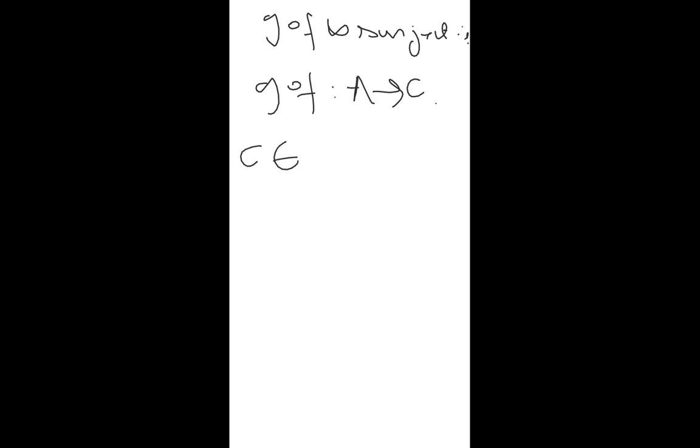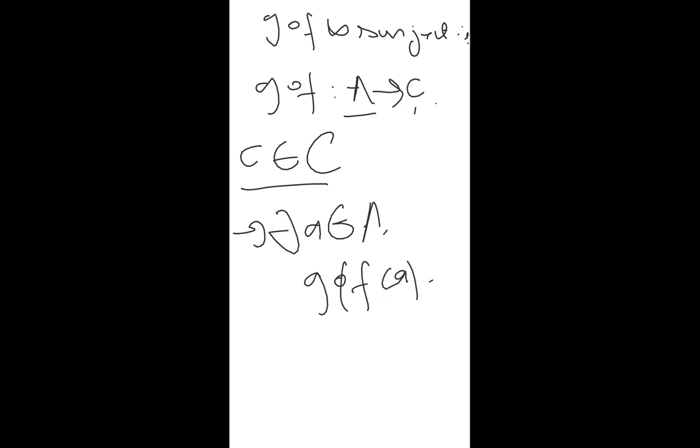Okay, what are we trying to prove? To prove that a function is surjective, what should we do? What we do is pick a c in C, and we should prove that there exists an a in the original set A, the domain, such that G(F(a)) is equal to c. So we're trying to find this a. I'm going to take a c in C randomly.